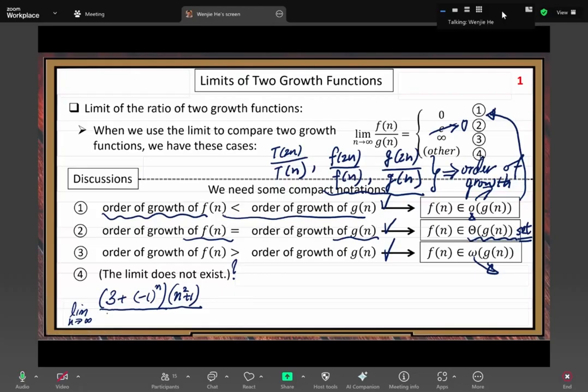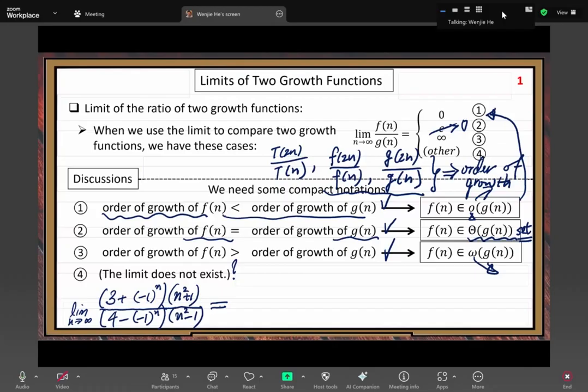The denominator function, let me write this way: 4 minus (-1)^n times (n squared minus 1). So let's consider the ratio of these two functions and try to calculate.